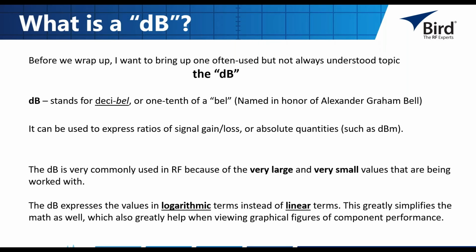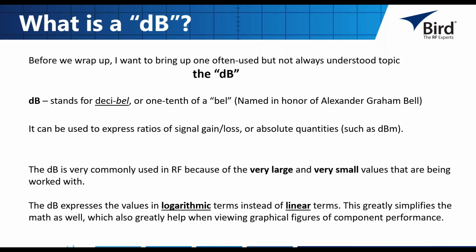Now, dB is very common in RF systems because we're dealing with very large or very small values, or large amounts of gain and loss over a system. The way the dB helps with that is that we're expressing these values logarithmically instead of in linear terms. So what would otherwise be very difficult calculations with these extreme numbers, or very hard to see plots, we can now easily graph in a way that we can break down much more realistically.